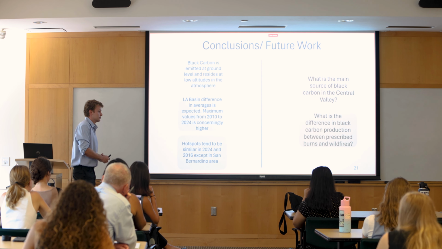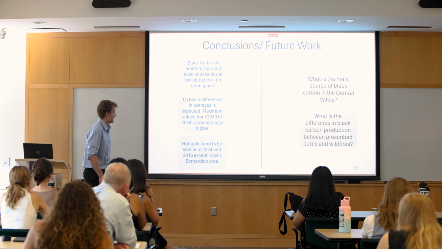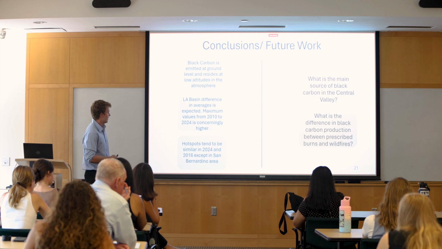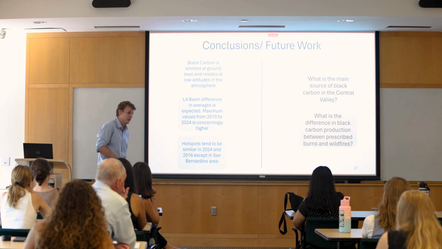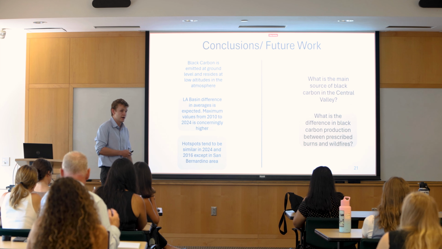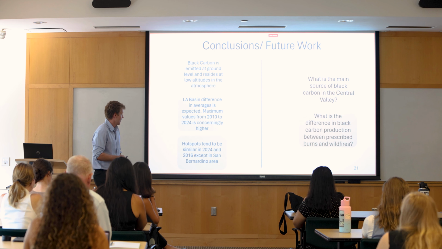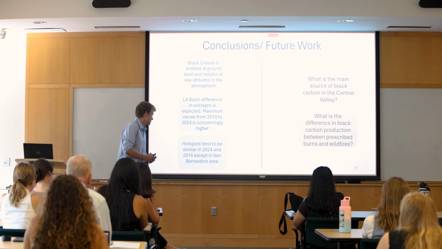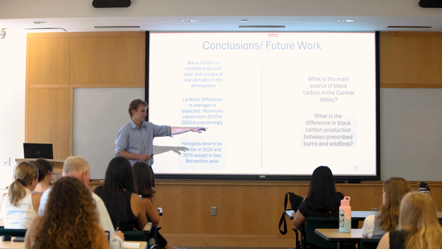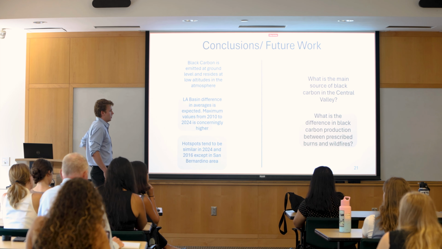So some conclusions. What I can draw from this is that black carbon is emitted at ground level and resides at low altitudes in the atmosphere, as we saw through our vertical profiles. Also, the LA Basin differences in average are expected, but the maximum values from 2010 to 2024 are concerningly higher, and if that's due to fires, then wildfires are a giant threat to our health. Also, hotspots tend to be similar in 2024 and 2016, definitely for the Central Valley, except for the San Bernardino area, where we saw an increase from 2016 to 2024.